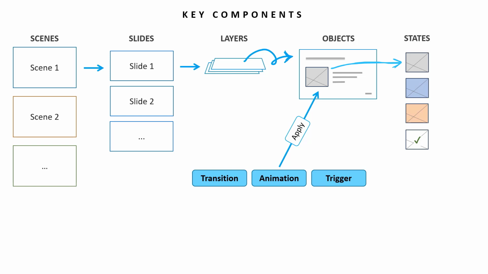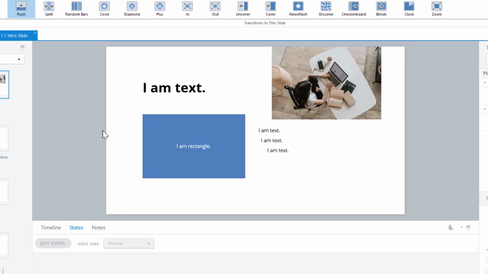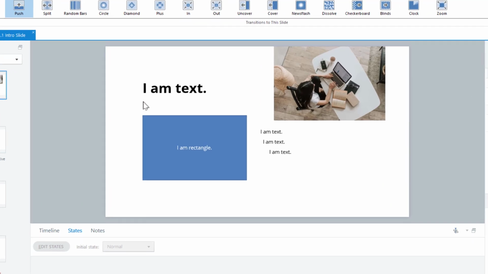Animations can be applied to objects only. So let's go back to Storyline, and here are the objects on which I'll try to apply some animations. So first up, I'll apply an animation to this text. We want this text to grow when it appears on the screen.